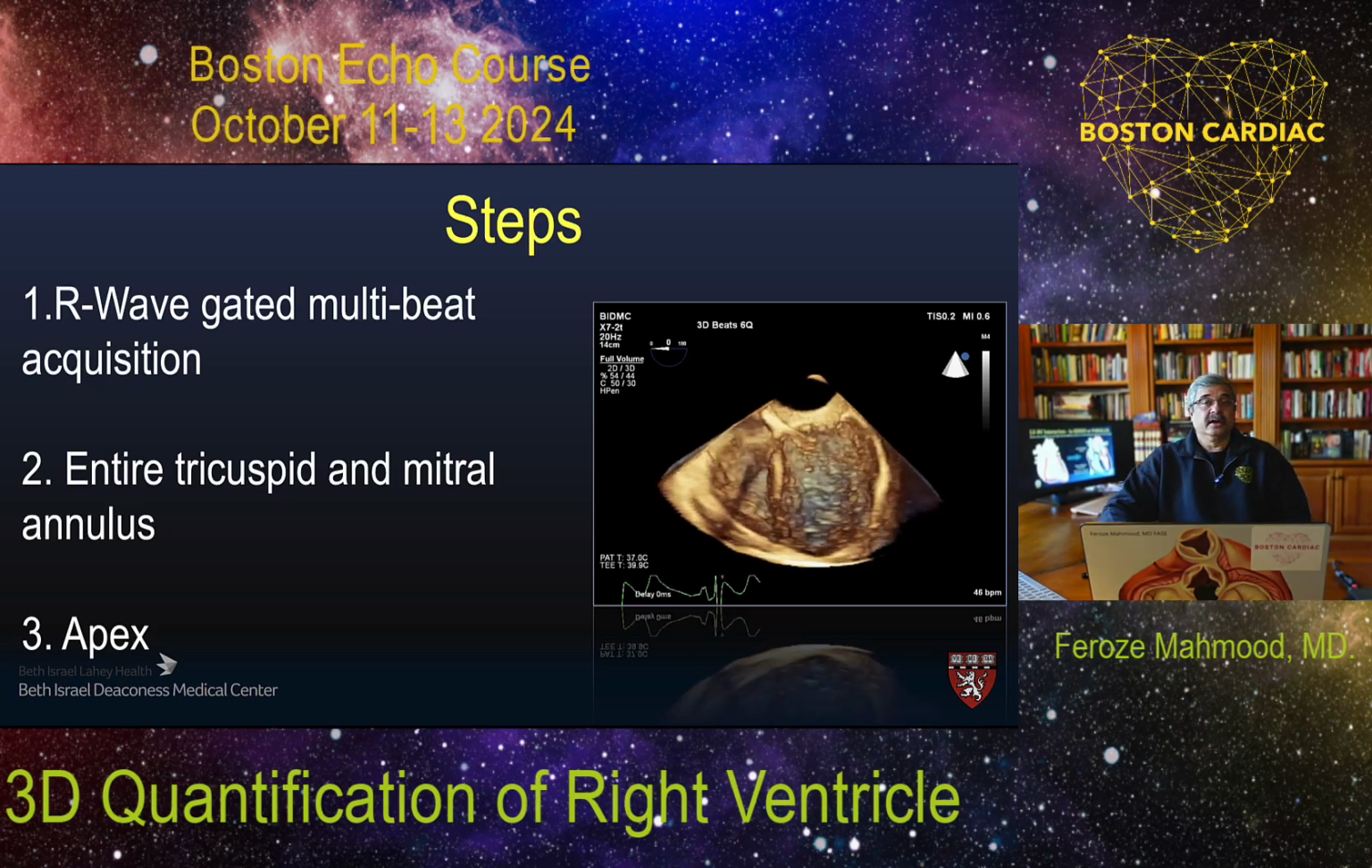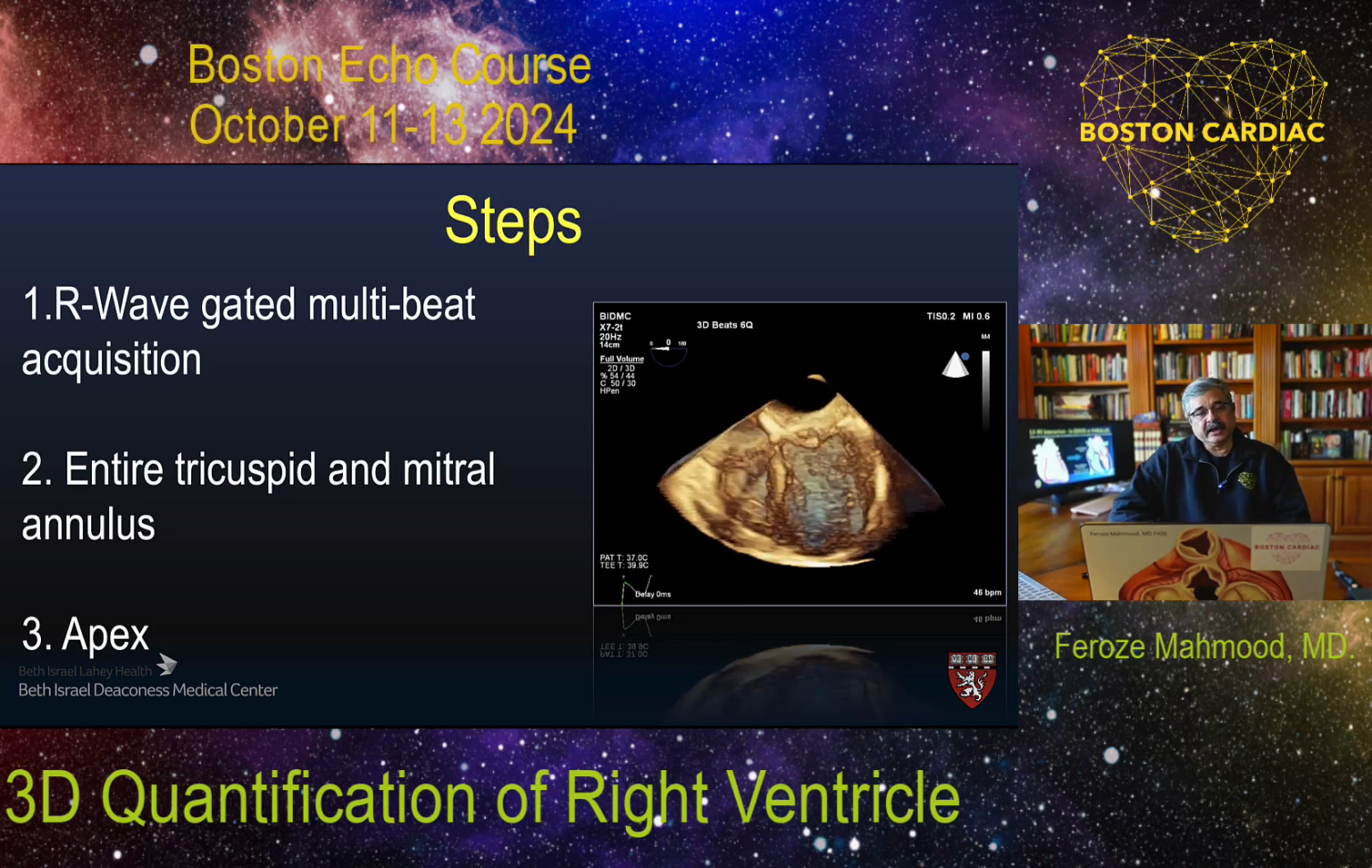So the steps of doing a three-dimensional quantification of the right ventricle consist of, number one, acquiring an R-wave gated multibeat acquisition, which, although it's not live, has the highest frame rate as well as the highest line density, which means the best spatial and temporal resolution. Now that's a limitation of this method, because it implies that you can only do this quantification in patients with stable rhythms and with a lack of electrical interference or motion artifact because of patient motion.